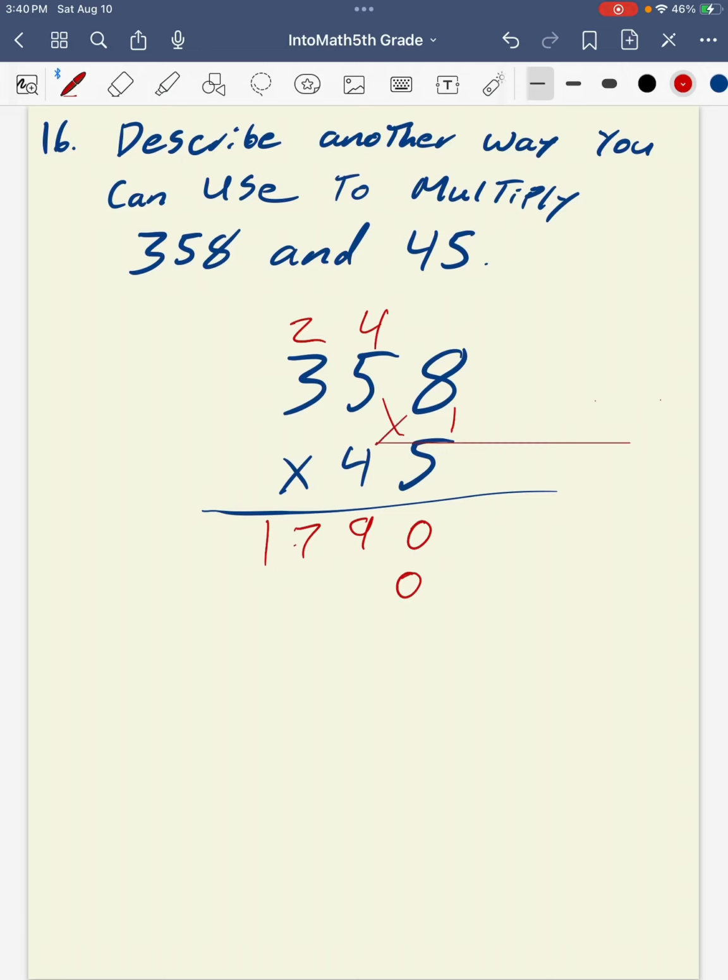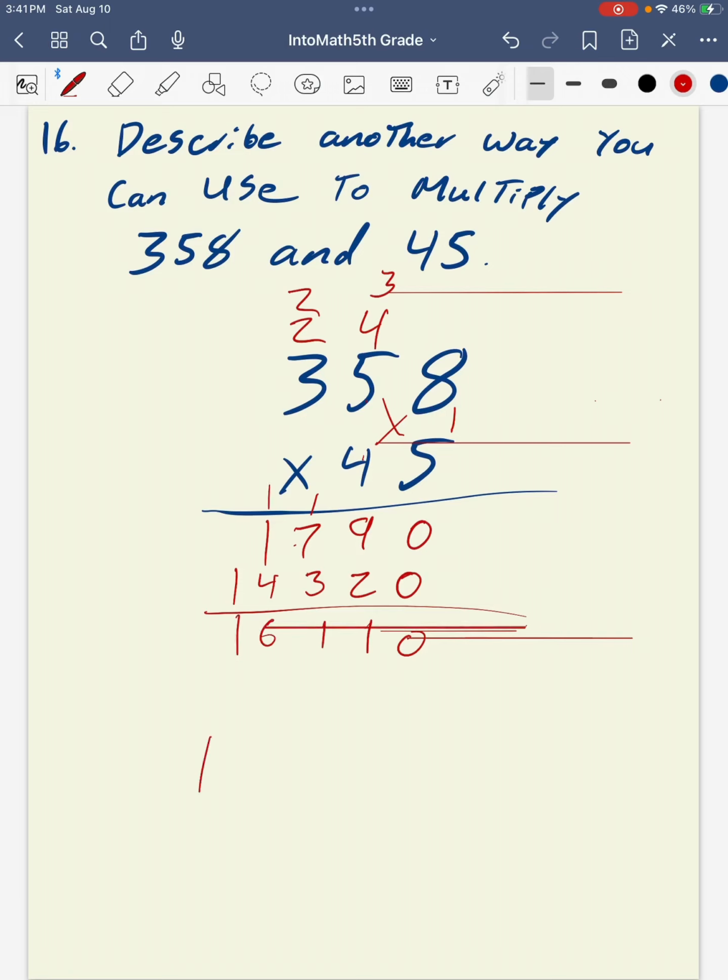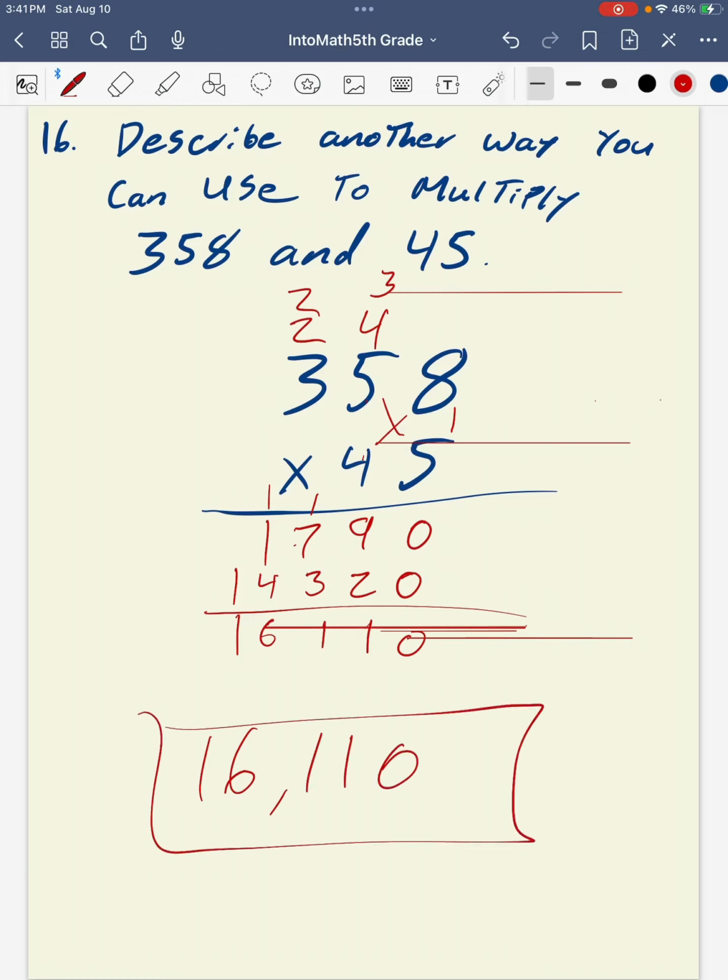Now I'm in my tens, put a placeholder, 4 times 8 is 32, 4 times 5 is 20, plus 3, 23, and 4 times 3 is 12, plus 2 for 14. Add this all up, 0, 11, 11, 6, and 1, for a total product of 16,110.